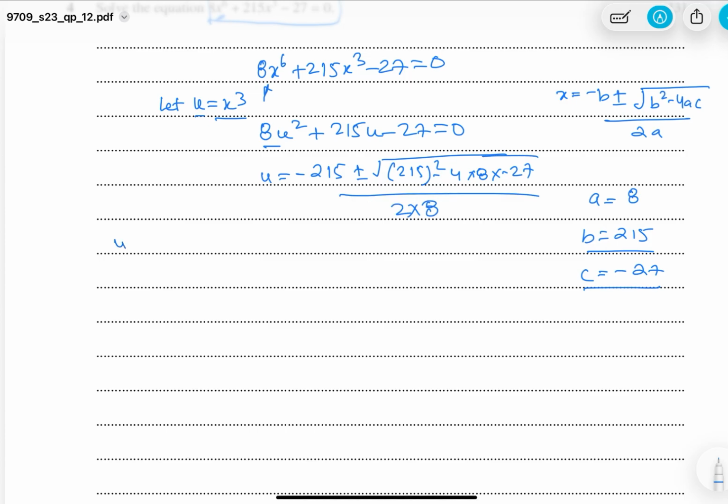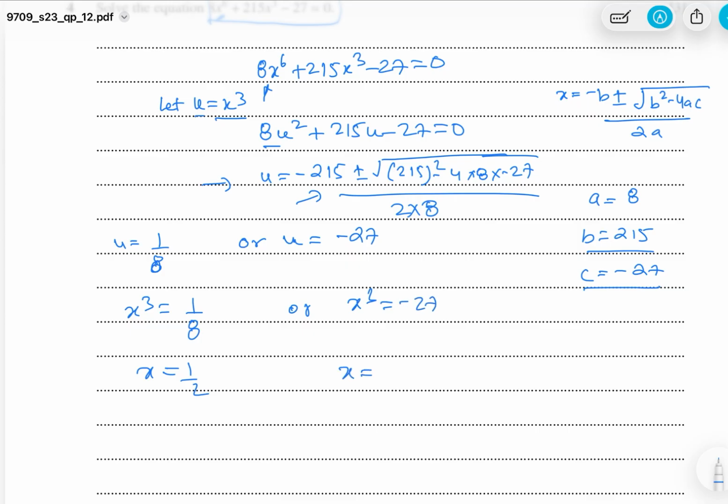So you will have the value of u equals 1 by 8, or u equals negative 27. Just put this formula, don't calculate it over here and write the answers by using a calculator, but it is important that you use this formula. Now we know that x³ = 1/8, so x = 1/2, or x³ = −27, so x = −3. We have our two answers. Yes or no, learners? Very good. So this is your final answer.